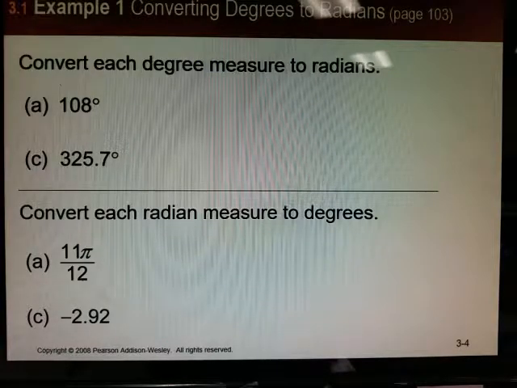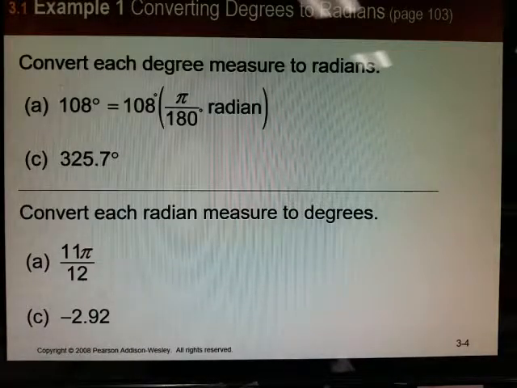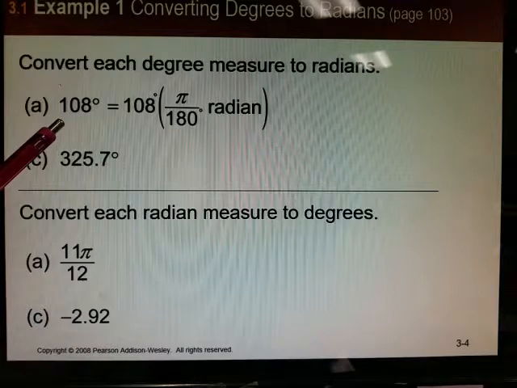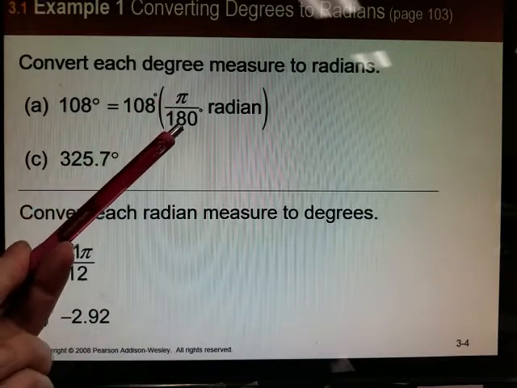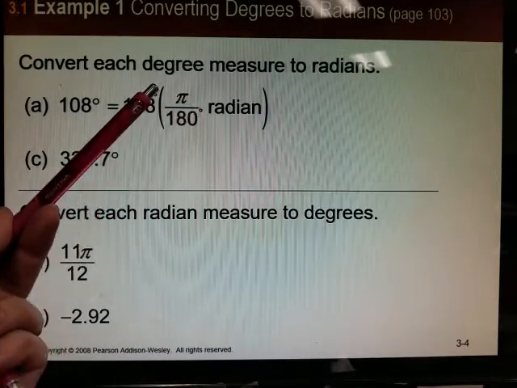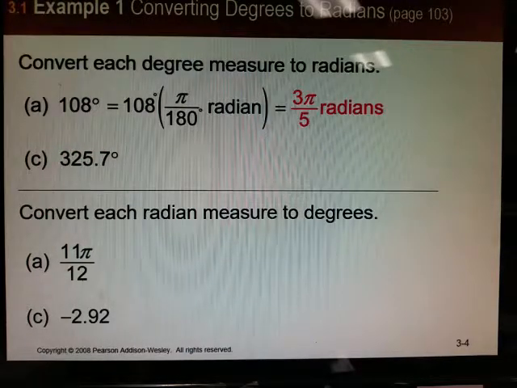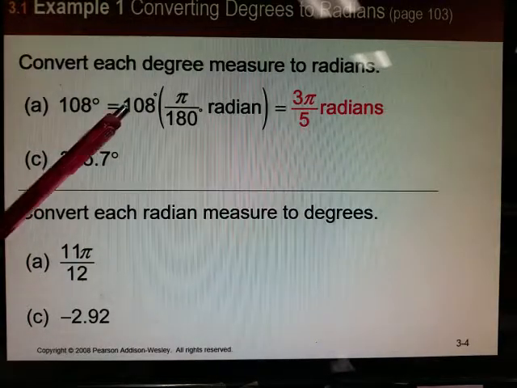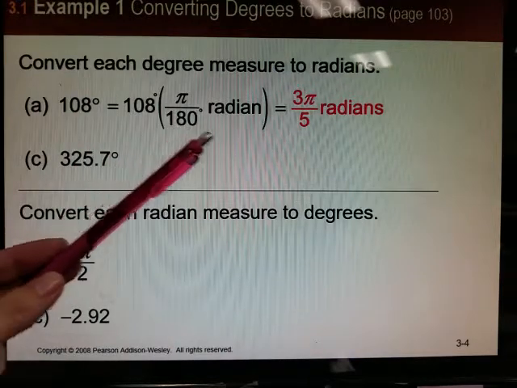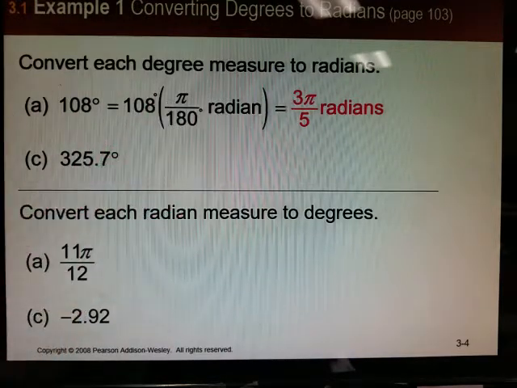So convert 108 degrees measure to radian measure. We just said that pi radians equals 180 degrees. So if I took this 108 and multiplied it by pi radians over 180 degrees, those 2 degree symbols would cancel. Then I just need to reduce the fraction 108 over 180. And so 108 divided by 180 would reduce to 3/5, and notice I still have the pi in that answer.